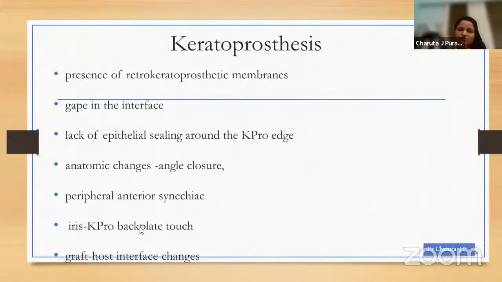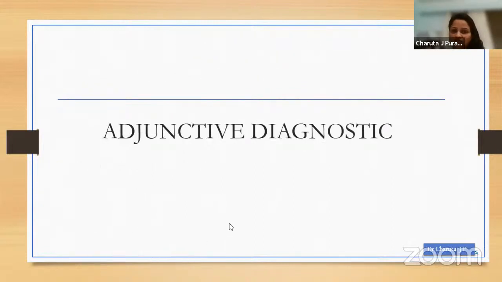Another interesting application is in keratoprosthesis, wherein the presence of retroprosthetic membranes can be detected on the ASOCT. A gap in the interface can also be very easily visualized and located. Lack of epithelial sealing around the edge can also be detected. And other anatomic changes which can occur because of a failed graft, such as angle closure, peripheral synechiae, iris and keratoprosthesis backplate touch, and graft-host interface changes can be noted.